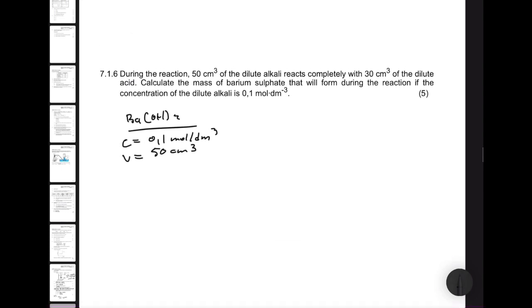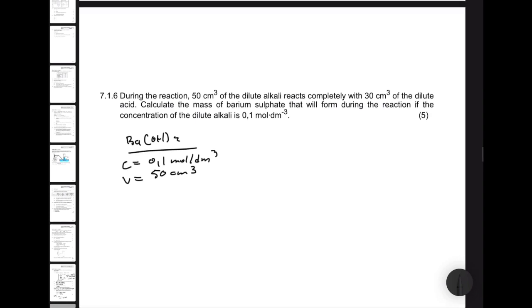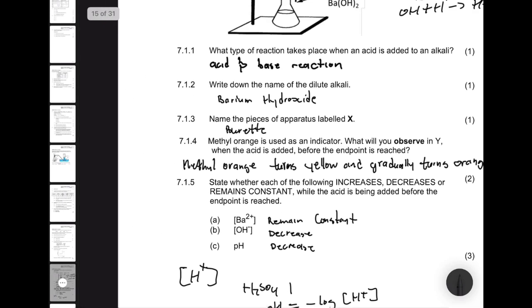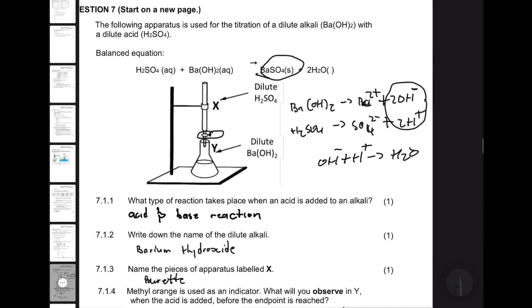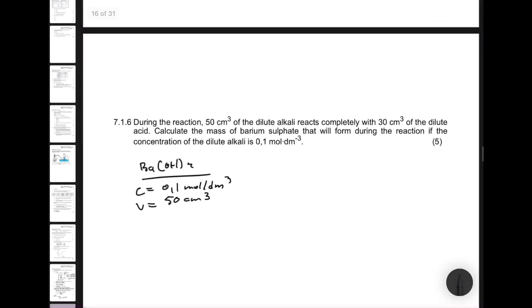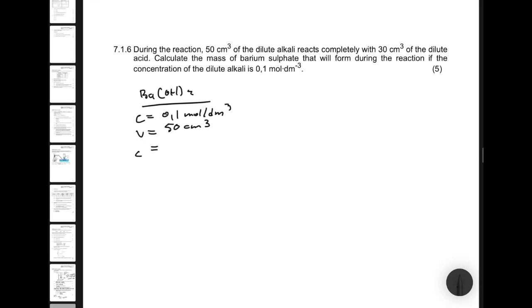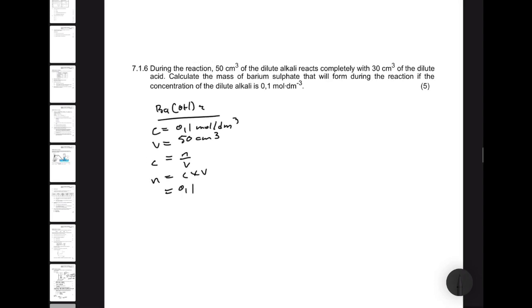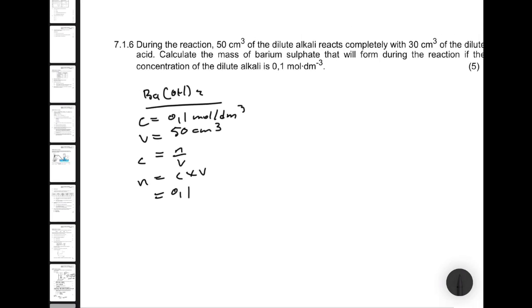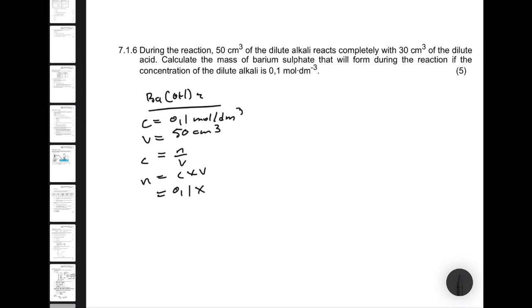So if we find the number of moles of Ba(OH)2, we're going to be able to use those moles to find the number of moles of barium sulfate. And from the number of moles of barium sulfate, we'll consequently be able to find its mass, because that's what the question is asking us to do. So here the concentration is equal to the number of moles divided by the volume. If you make the number of moles the subject of the formula, you get concentration multiplied by volume. So what's the concentration? It is 0.1. And what is the volume? The volume is 50 centimeter cube.